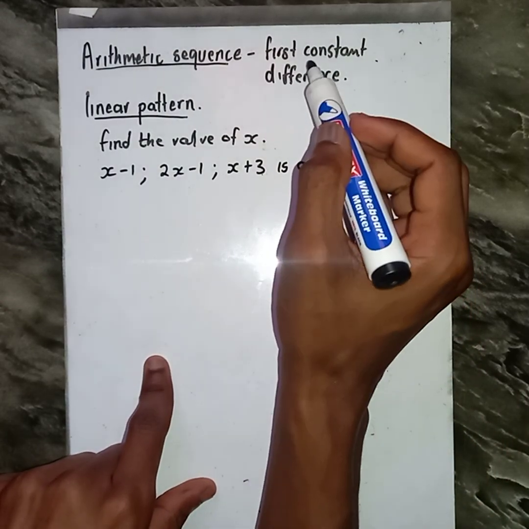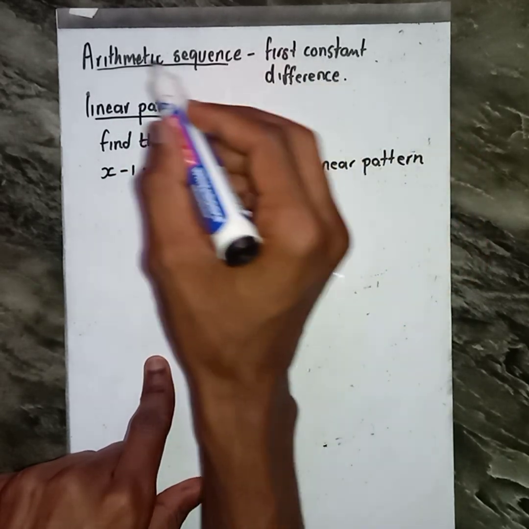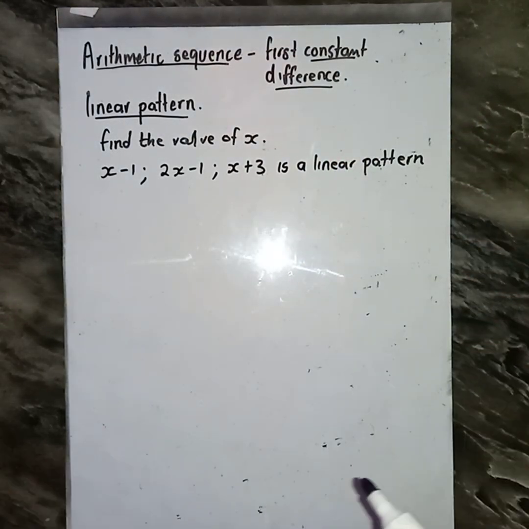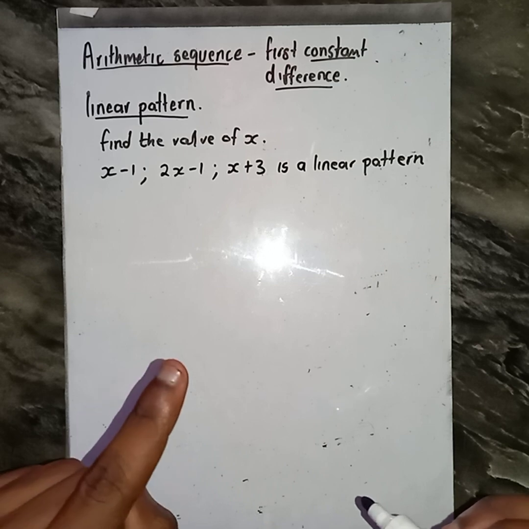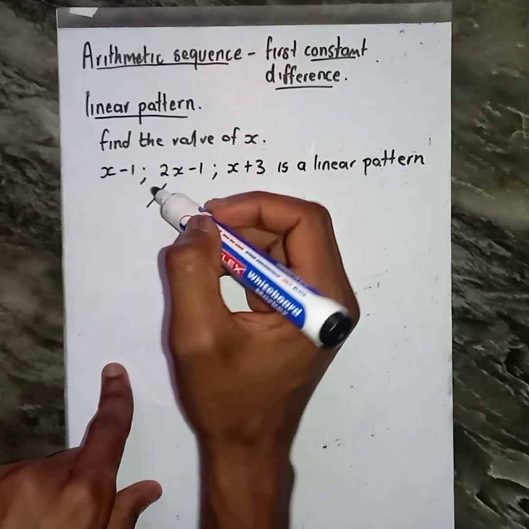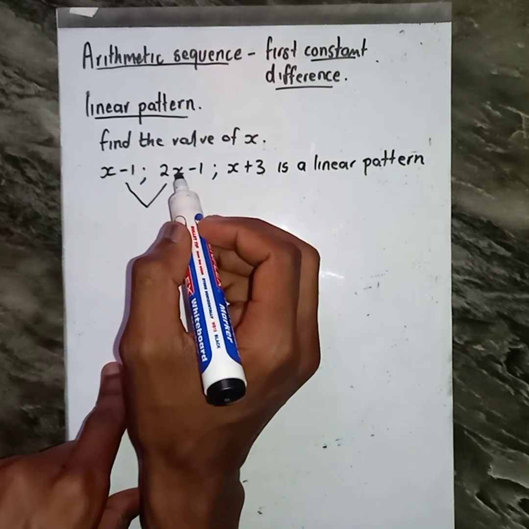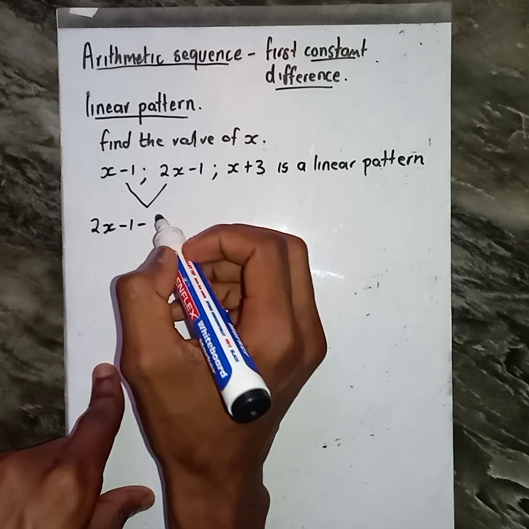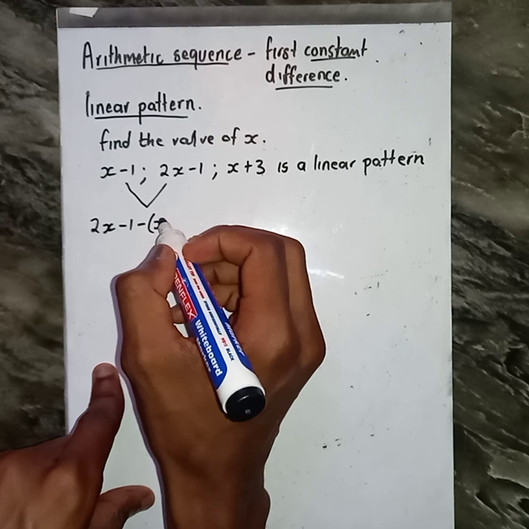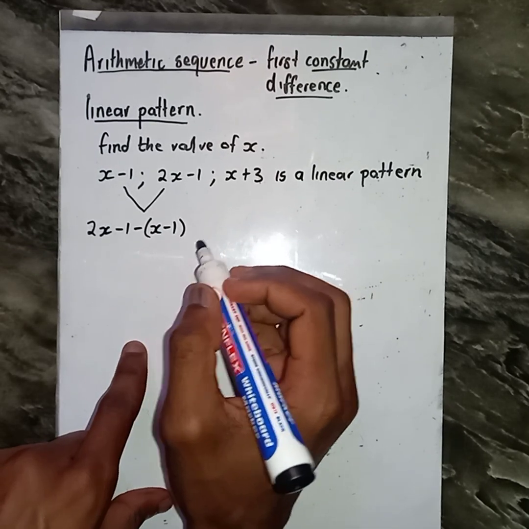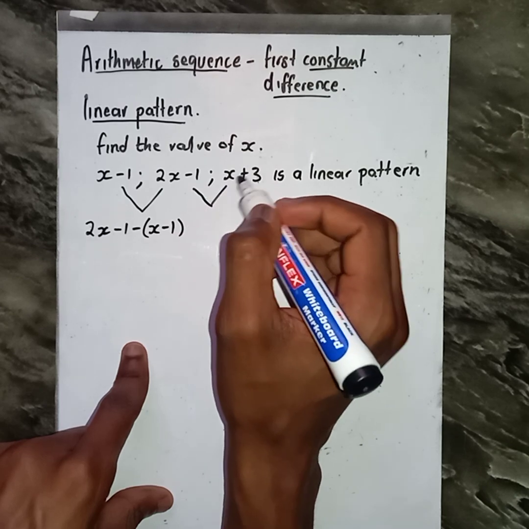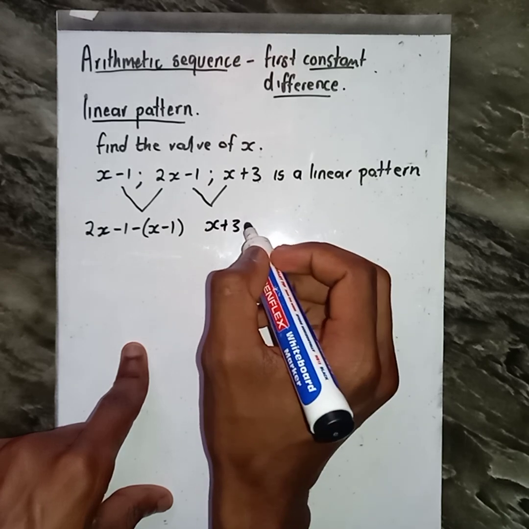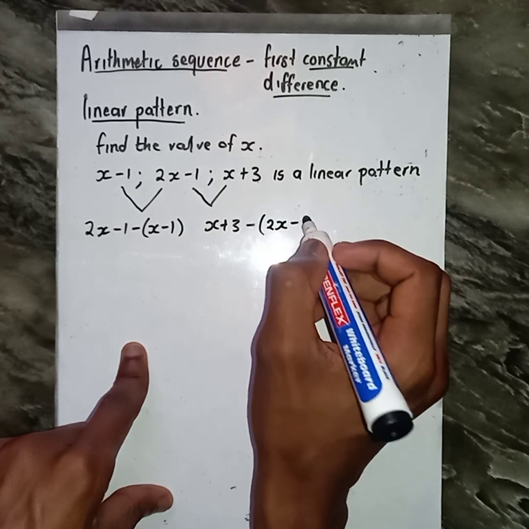How are you going to determine the value of x for this sequence? It's so simple. We said the linear pattern or the arithmetic sequence consists of the first constant difference. From that, we determine the difference between this term and this term, which is going to be 2x minus 1 minus, don't forget to include the bracket. We also need to find the difference between this term and this term. We get plus 3 minus 2x minus 1.